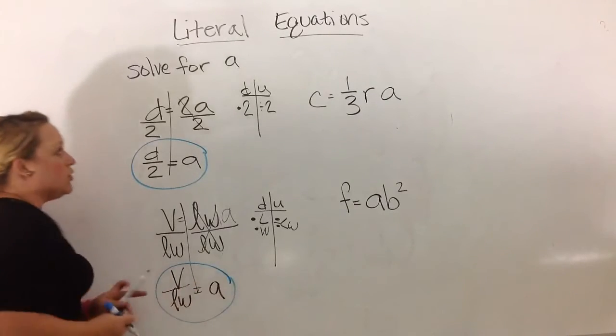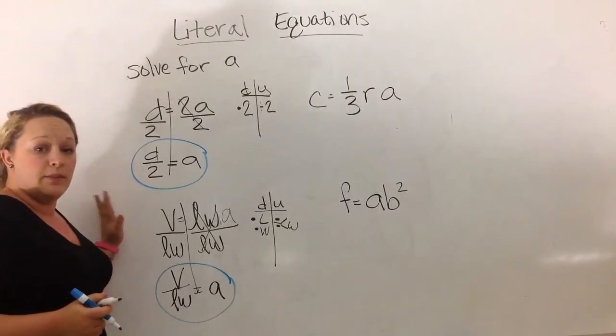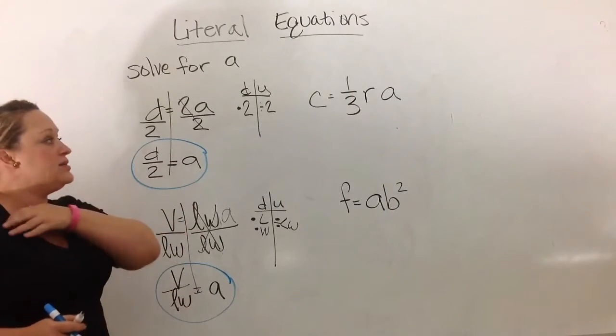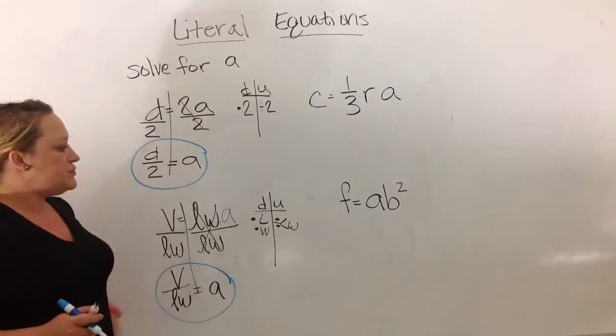A literal equation means you're using letters more than numbers, and you're just going to leave it like that. It's not going to come up with an actual number as an answer. So let's look over here.